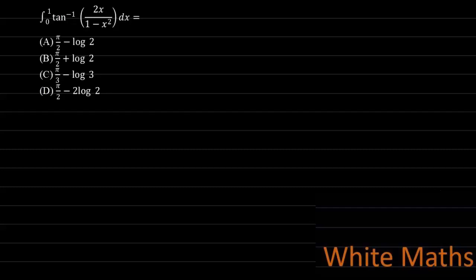Students, in this section we will solve a question from the topic integral and from the subtopic integral under some special substitution. So the question is the integral from 0 to 1 of tan inverse of 2x over 1 minus x square dx. We have to find the value of this integral and the options are pi by 2 minus log 2, pi by 2 plus log 2, pi by 3 minus log 3 and pi by 2 minus 2 log 2.